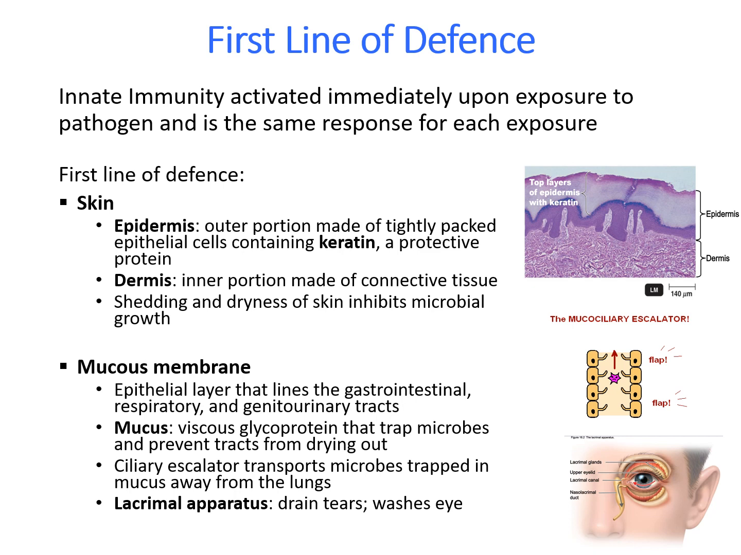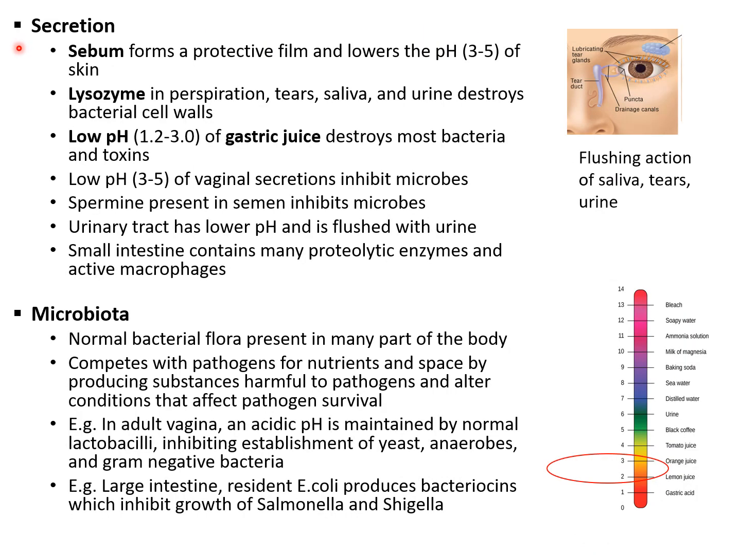Mucous membrane produces mucus that helps trap foreign particles. The cilia present in the lower respiratory tract propel the microbes outside, allowing for the removal of invading pathogens. The lacrimal apparatus of the eyes produces tears to flush out any microbes entering the body. The sebaceous glands of the skin produce and secrete sebum, which provides protection to the skin. Lysozyme released in sweat, tears, saliva, and urine helps destroy bacterial cell walls.